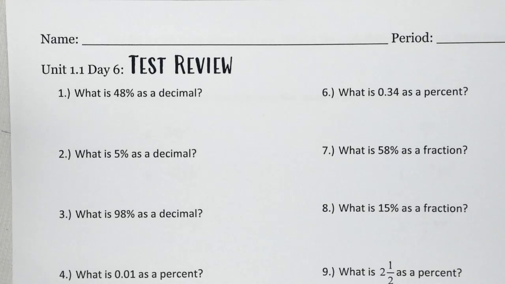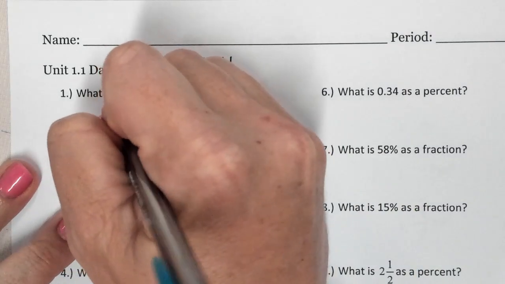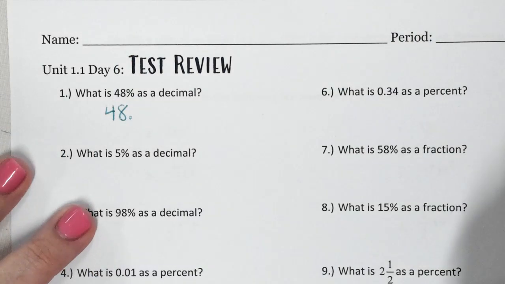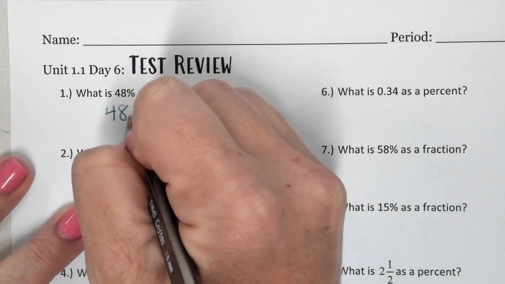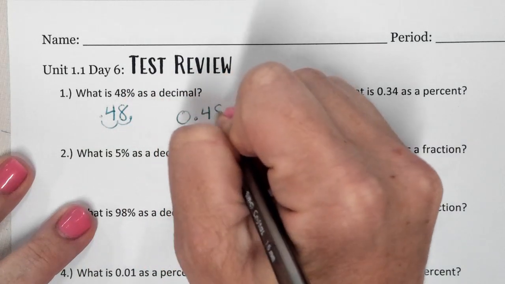Okay, Unit 1.1 test review. So what is 48% as a decimal? We're going to take our percent. Our decimal is always after if there is no decimal. And to turn it into a decimal from our percent, we're moving it to the left twice. So it becomes 0.48.